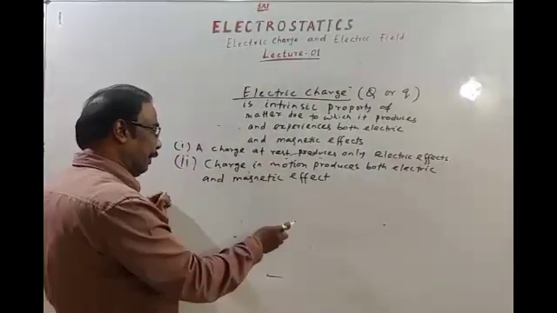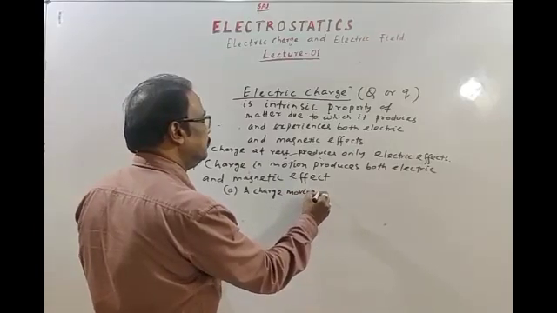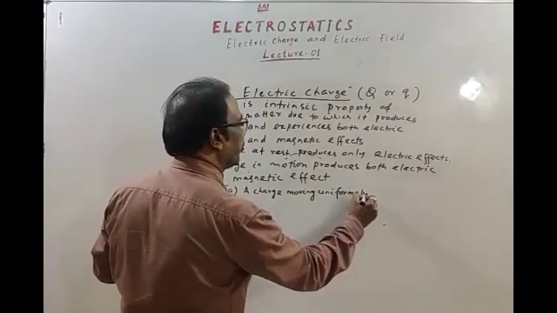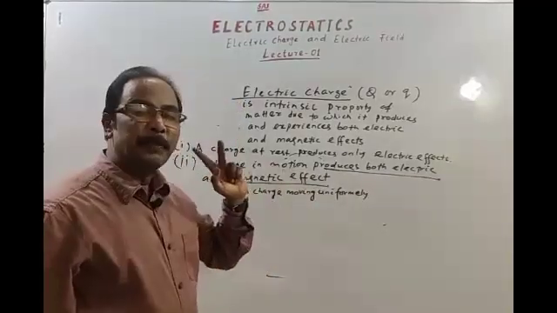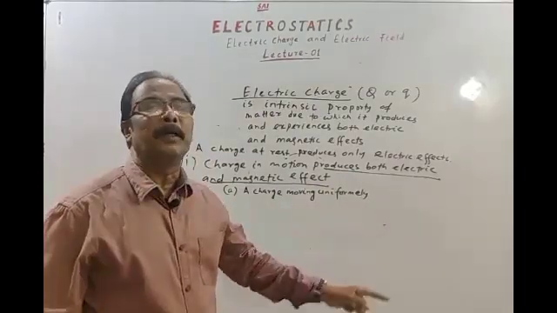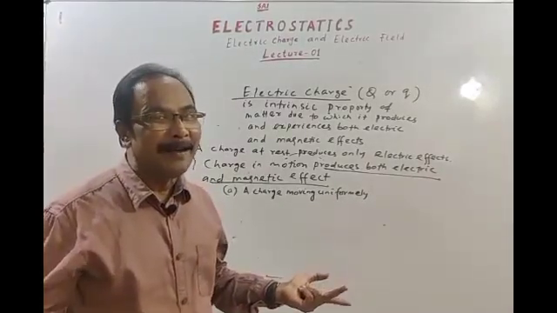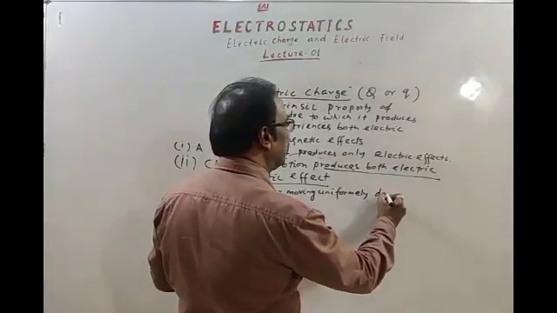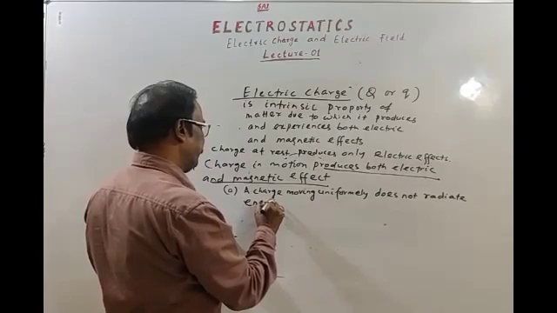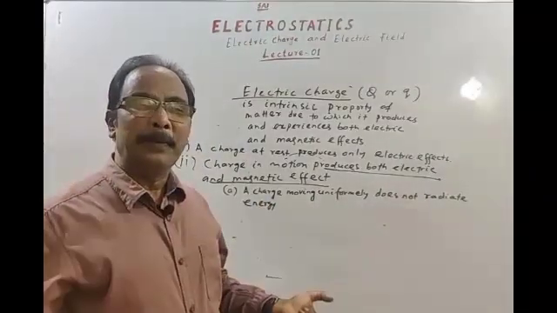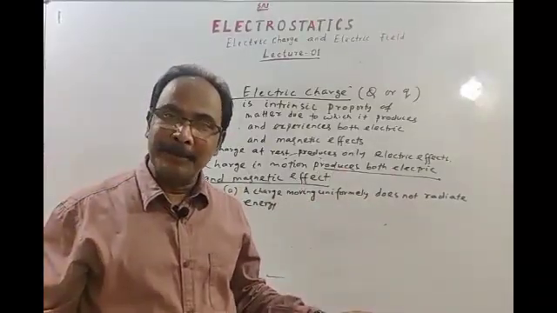Under this moving charge, first point: a charge moving uniformly produces both electric and magnetic effect. Uniformly means moving with constant velocity, meaning speed and direction are both constant. A charge moving uniformly doesn't radiate energy. So a charge moving with constant velocity produces both electric and magnetic effect but doesn't radiate energy. Very important to be remembered.